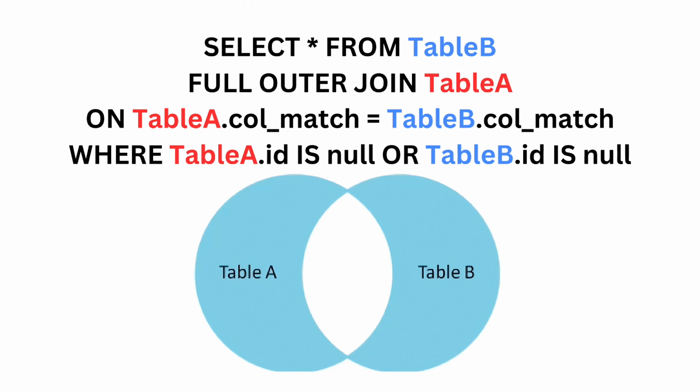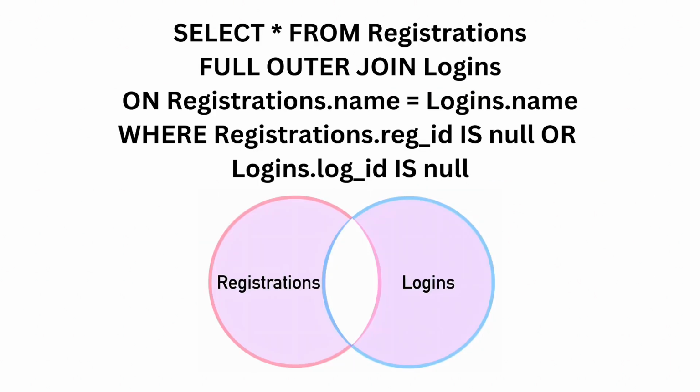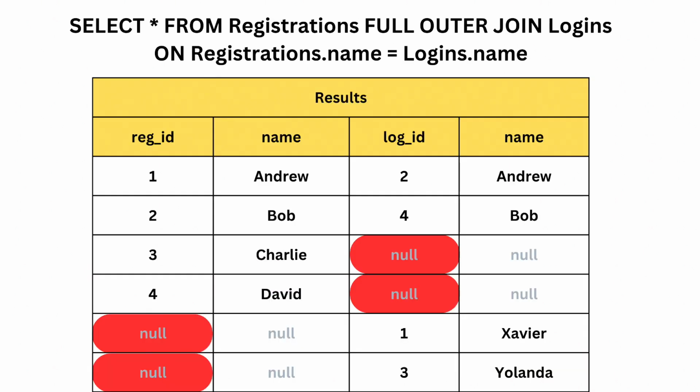Keep in mind, notice here I could have switched the order from table A to table B because this is again symmetrical right down the middle. So what does this actually look like in our example? We'll say something like select everything from registrations, a full outer join on logins, on registrations.name equal to logins.name, and then we can specify where this registration ID is null or where logins.login ID is null.